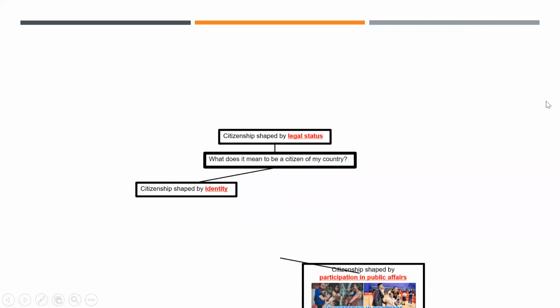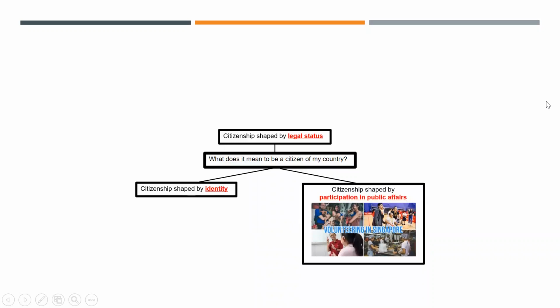The first thing you must know is that there are three big factors in this chapter: legal status, identity, and participation in public affairs. Later on, if you see some sample questions, they may ask you which is more important for being a citizen: is it legal status or identity? Is it identity or participation in public affairs? These are the three big factors you should know in this chapter, and you should also know roughly what they mean.